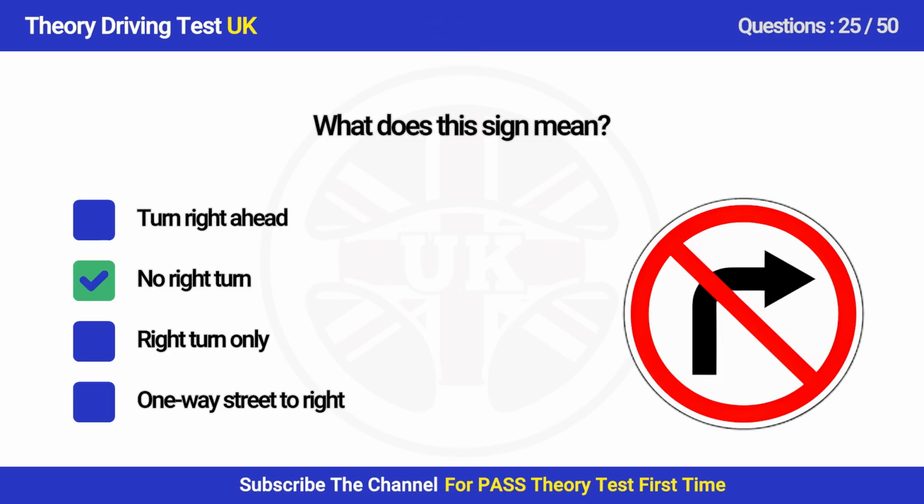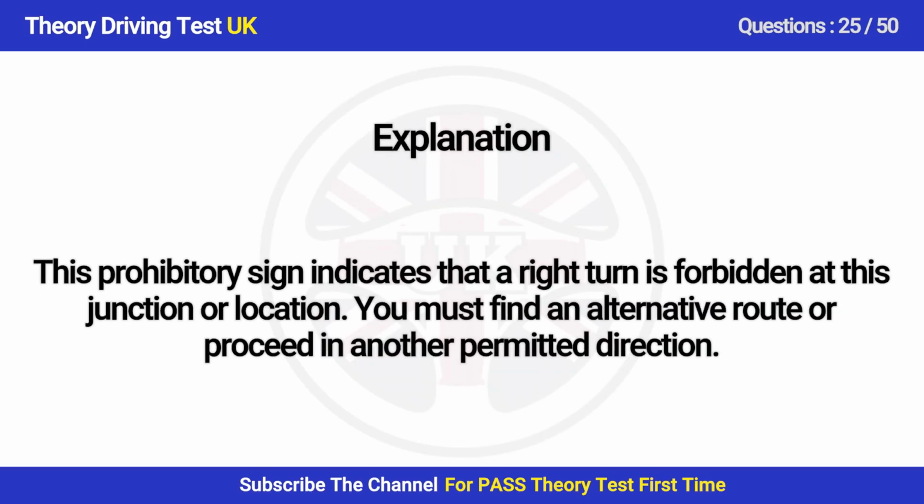Answer is B. No right turn. This prohibitory sign indicates that a right turn is forbidden at this junction or location. You must find an alternative route or proceed in another permitted direction.